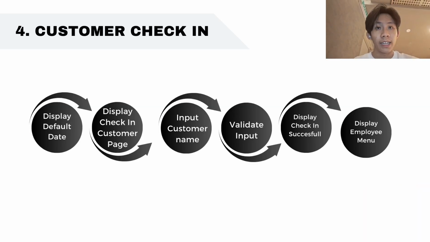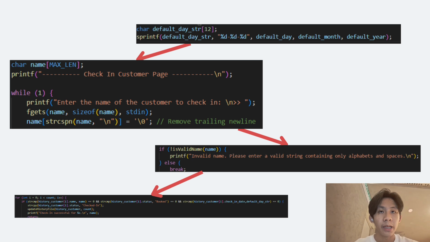The flowchart outlines the steps involved in checking a customer into a hotel or accommodation. It starts by displaying a default date, then guides the employee through entering the customer's name, validating the input, confirming the check-in, and finally presenting the employee with a menu of options for further actions. This code segment implements the check-in functionality for a customer in a hotel or similar system. It prompts the user for the customer's name, validates input, updates the customer status and date in the system, and saves the information to a file. The code is well structured and uses clear variable names and comments to enhance readability.